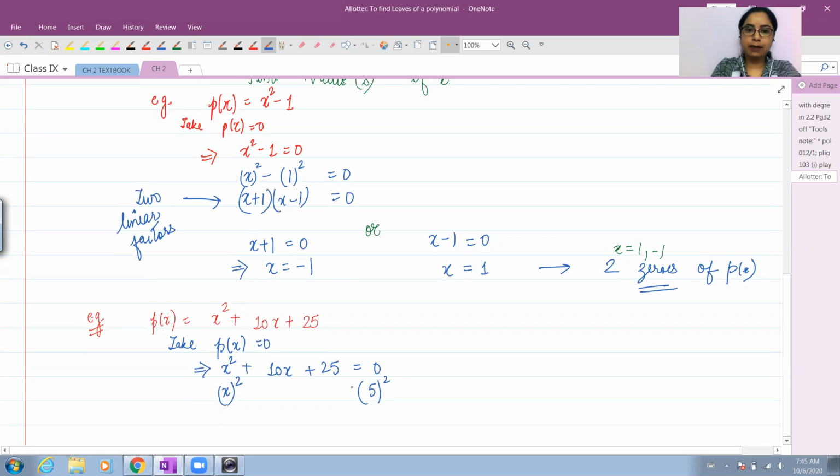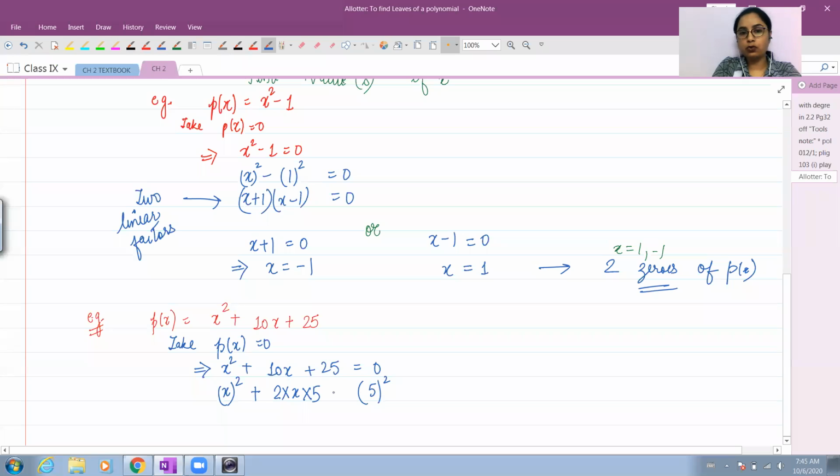Hamesha, jab bhi identity applicable hogi to a quadratic polynomial, you will be able to see two square terms, perfect squares, and the third term, if present, will be double the product of the terms which have been squared. So if you look at the middle term, it is actually double the product of these numbers in the brackets. Jo square ke andar humne values likhi hain, x and 5, x aur 5 ka product aayega, usko aap double kar do, aapko middle term mil jayegi.